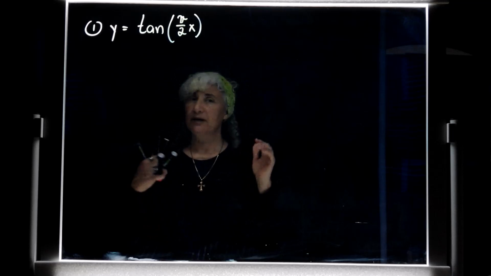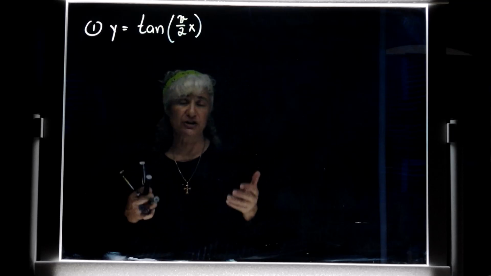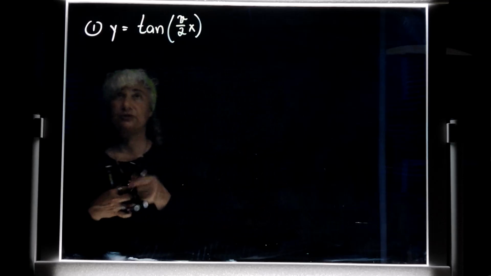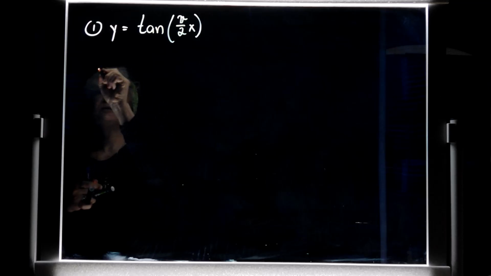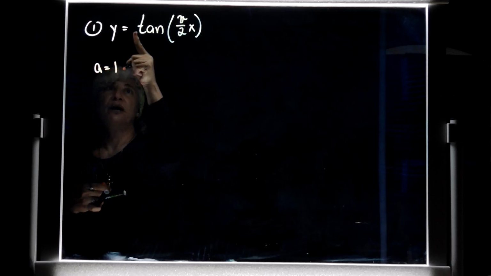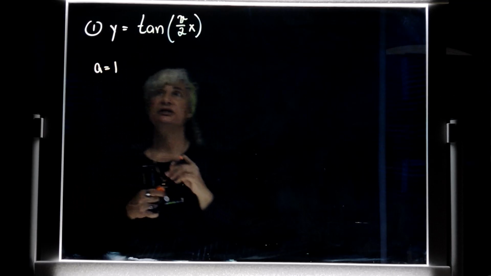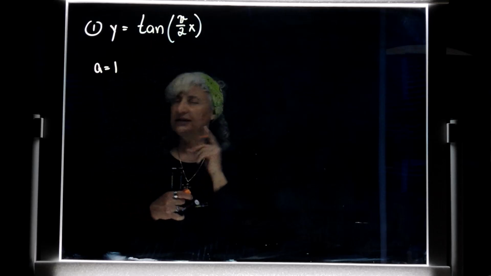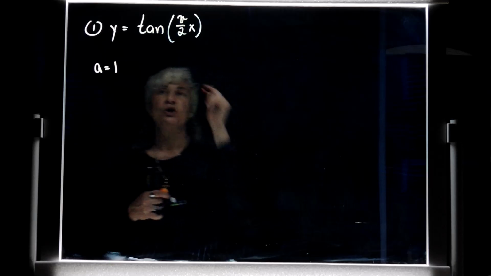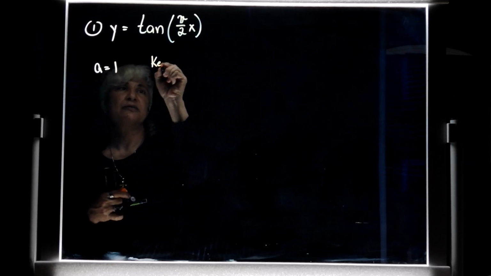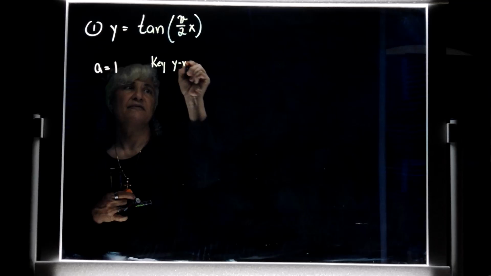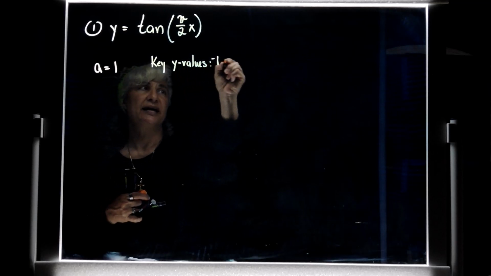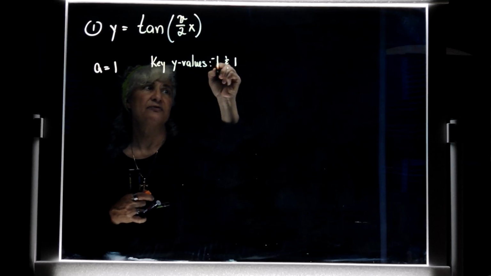Okay, so I am graphing a trig function. The first thing I identify is the amplitude. And in this case, what's my amplitude? 1. It's the coefficient of the trig function. Since this is a tangent function, is it telling me the range? Very good, it is not. It is telling me key y values. And my key y values will be -1 and +1.